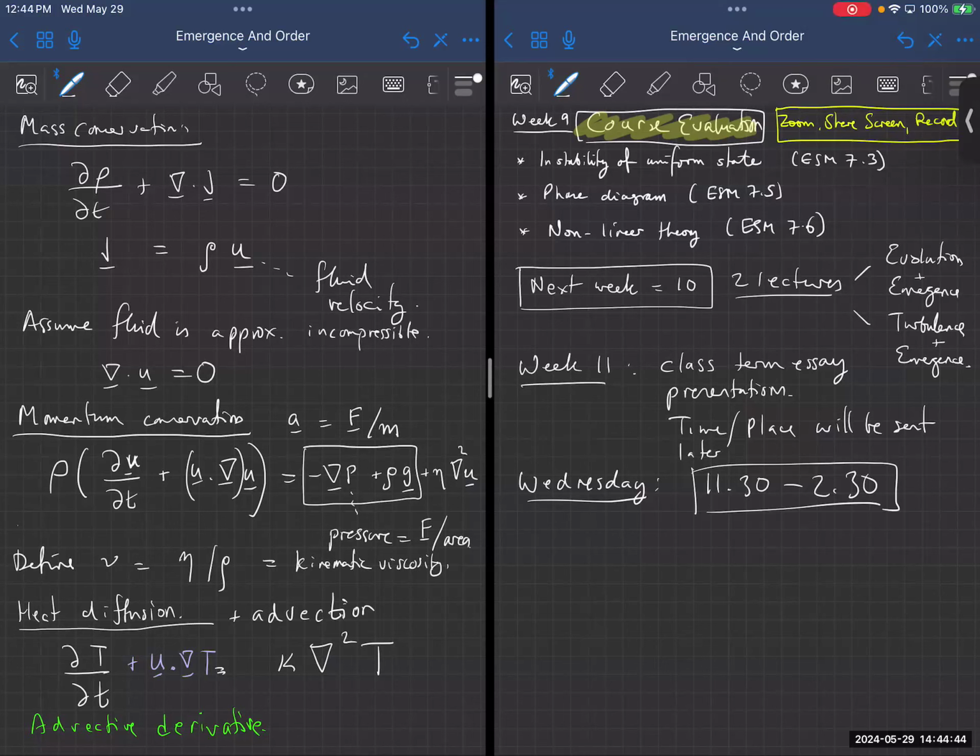So we use mass conservation to write down essentially the incompressibility constraints. Then we wrote down momentum conservation, a equals F over m. That's how you write F equals ma if you're a professional scientist, because you know what the forces are, and they give you the acceleration. Knowing F equals ma is putting the cart before the horse.